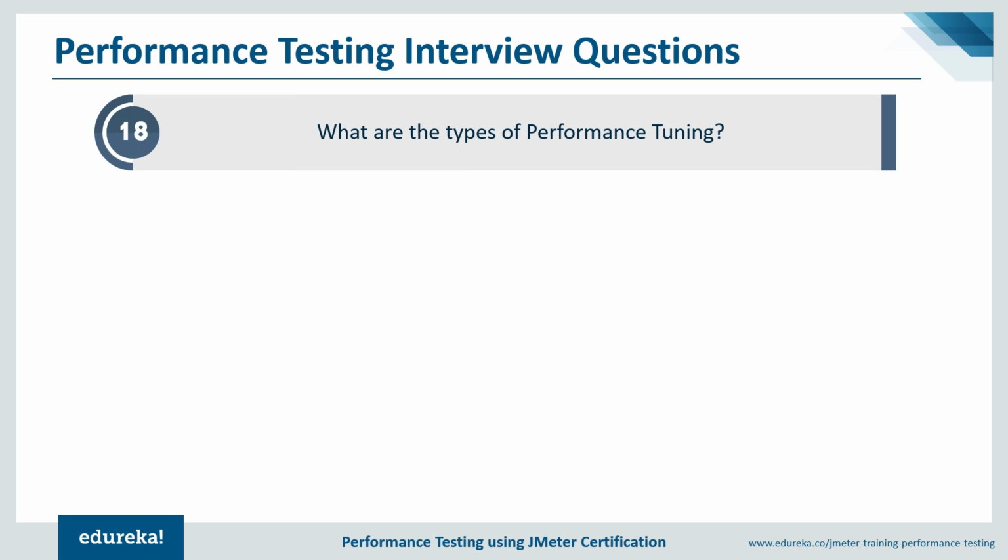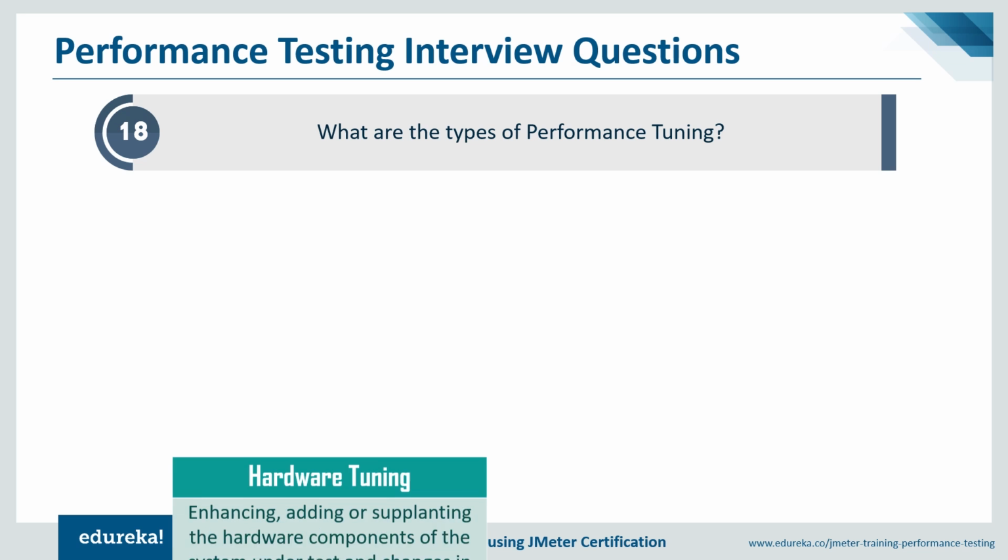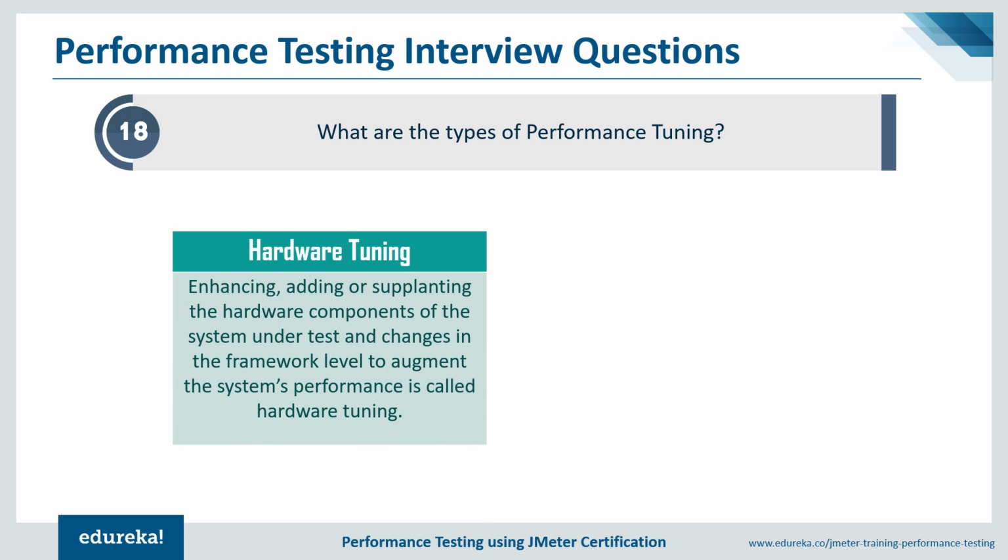Now, moving on, the next question is what are the types of performance tuning? We have two different kinds of performance tuning. First, we have hardware tuning and then we have software tuning. Let's have a look at what is hardware tuning. Enhancing, adding, or supplanting the hardware components of the system under test and making changes at the framework level to augment the system's performance is called hardware tuning.